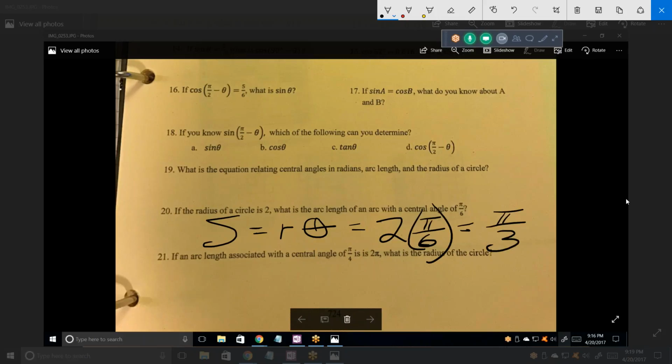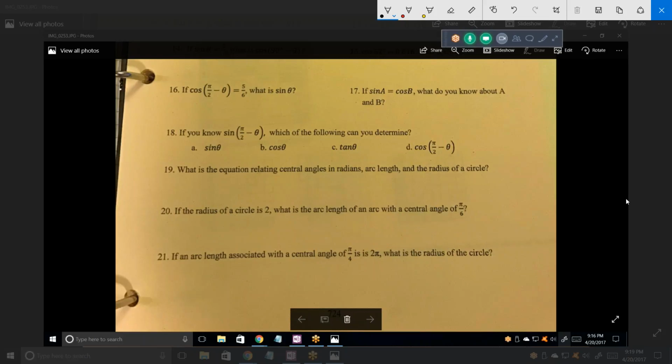Cool. And that is in units. It is. In other words, if it's inches, that's inches. If it's feet, that's feet. Whatever radius is in, that's in. They didn't give us units on this. No. Said it's 2. So yeah, it is pi over 3.